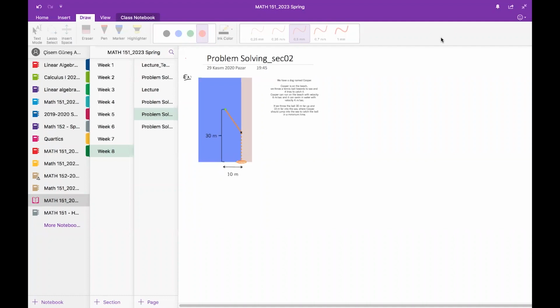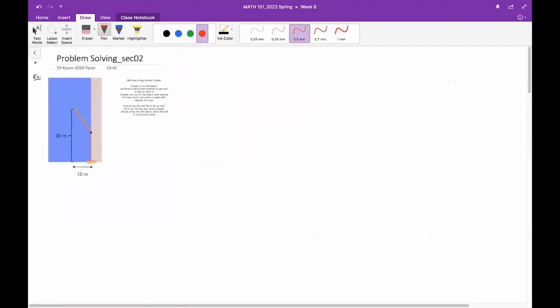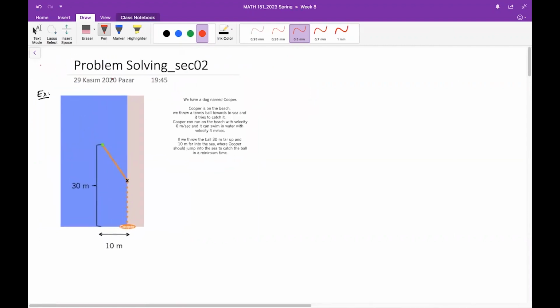Everyone, this is a problem solving session for week 8. In this lecture, we will talk about optimization problems, and then we will move to Newton's technique, and in the last part, I will talk about derivatives, okay? So let's start with the first example, which is an optimization problem.